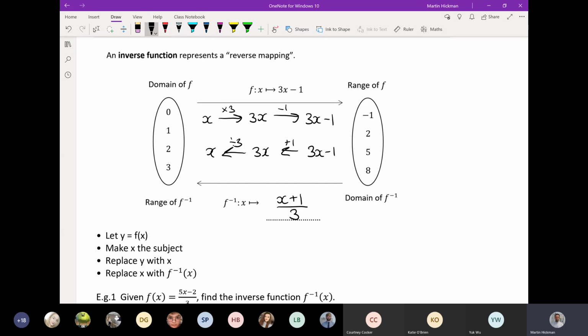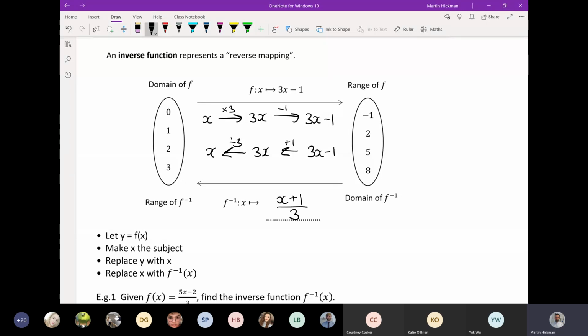You can also check that this is what happens with any elements in your domain to go to your range. If you take 2, for example, times it by 3, and take 1 from it, you get 5. To go back, you'd have to add 1 to that and divide by 3 to get back to the 2. So your elements in your domain are mapped to the elements in your range, and then this inverse function maps them back to the domain.